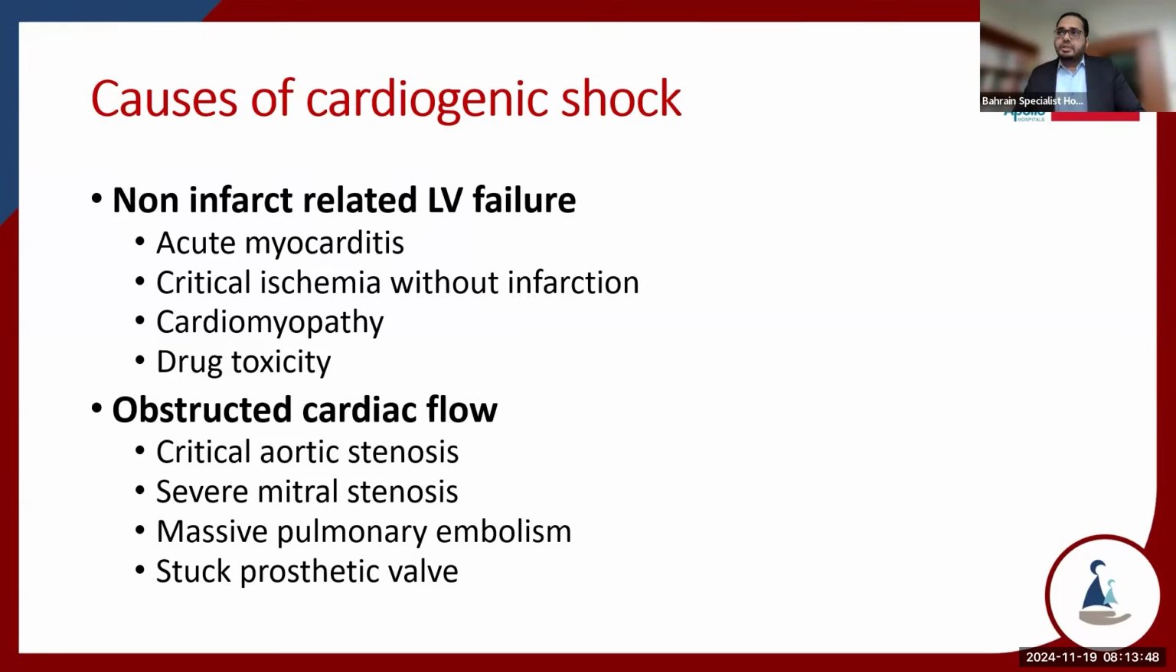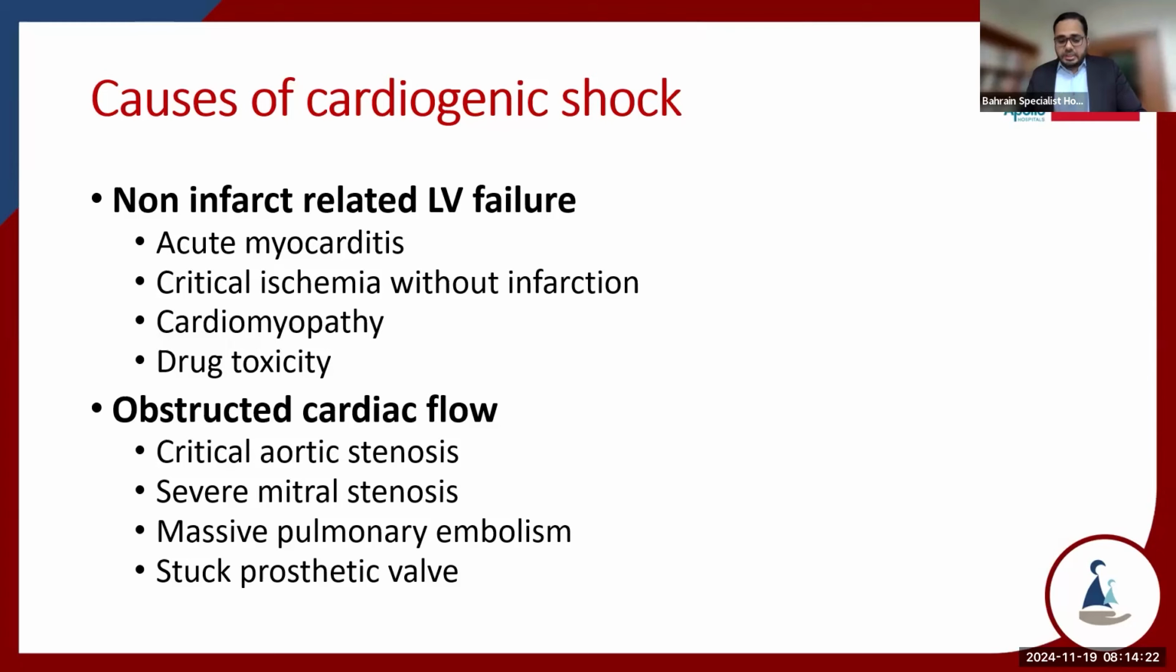There can be critical ischemia without an infarction. We had a patient who had a very critical ostial left main disease, but there was no MI as such, that had hypotension. In cardiomyopathies, like a dilated cardiomyopathy or peripartum cardiomyopathy in women can also give rise to cardiogenic shock. Drug toxicity like excessive dose of beta blockers can cause cardiogenic shock. And if there is obstruction to the cardiac flow, as in critical aortic stenosis, severe mitral stenosis, a massive pulmonary embolism, or a stuck valve.